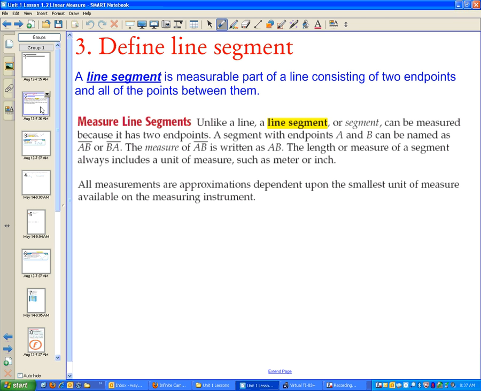All right. Here's the definition. A line segment is a measurable part of a line consisting of two endpoints and all of the points between them. I'd rather you know that definition than the one in the book. Okay, so you need to write this one down. A line segment is a measurable part of a line consisting of two endpoints and all of the points between them.